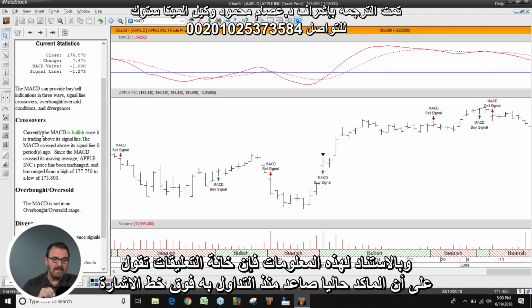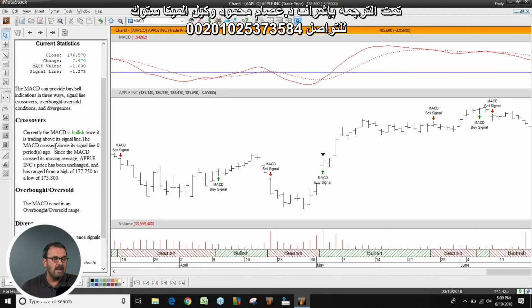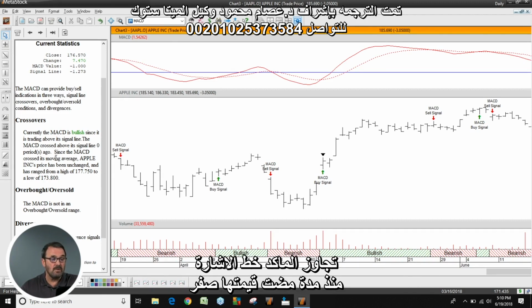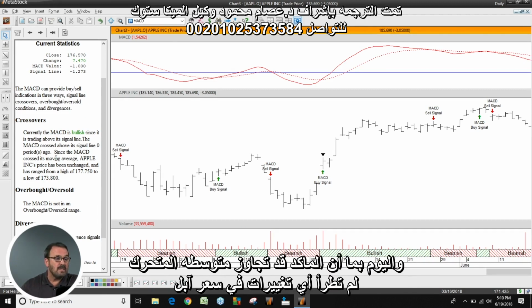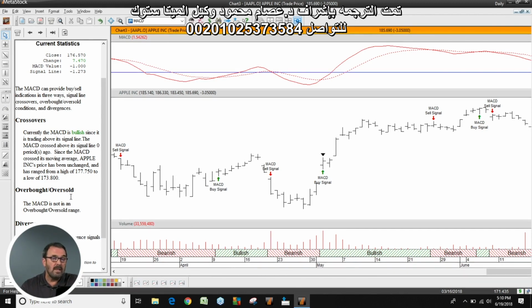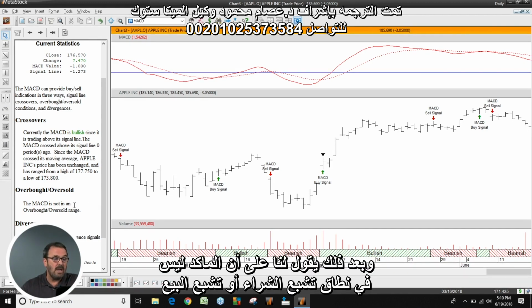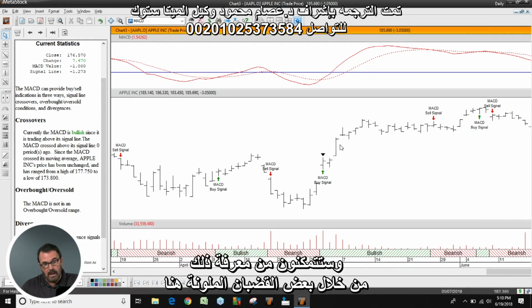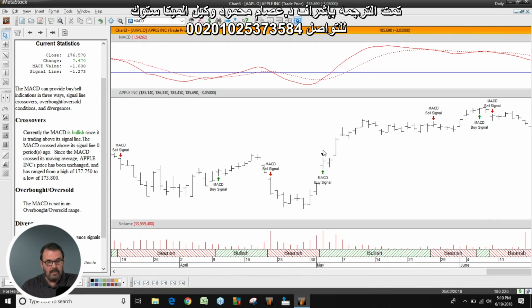Then specific to this data, it says currently the MACD is bullish since it is trading above its signal line. The MACD crossed above its signal line 0 periods ago. Today, since the MACD crossed its moving average, Apple's price has been unchanged and has ranged from a high of 177.7 to 173.8. And it goes on to say that the MACD is not in an overbought, oversold range. If it were, you would know that by some colored bars here.